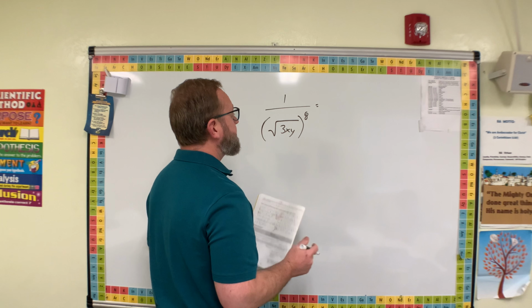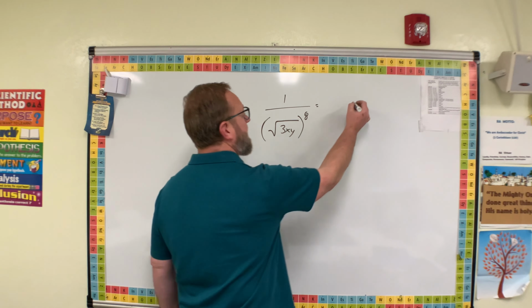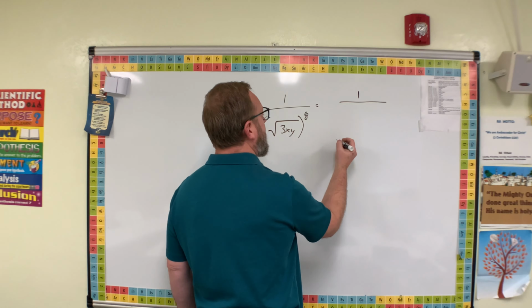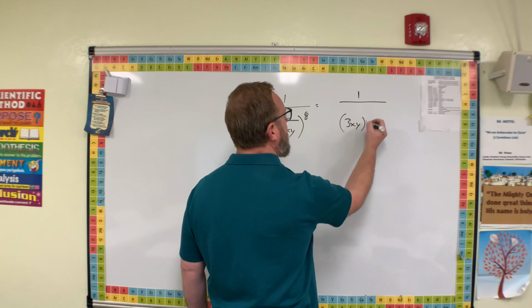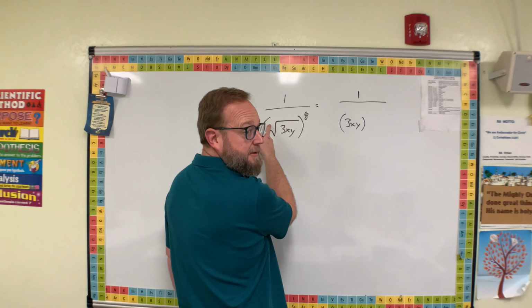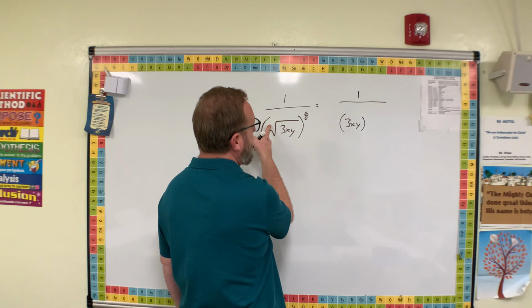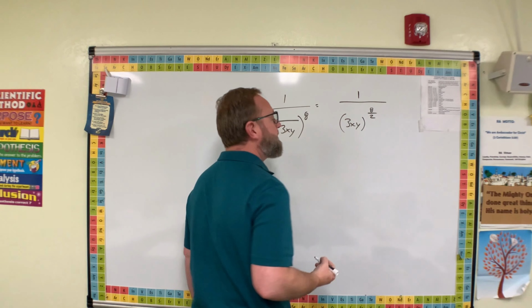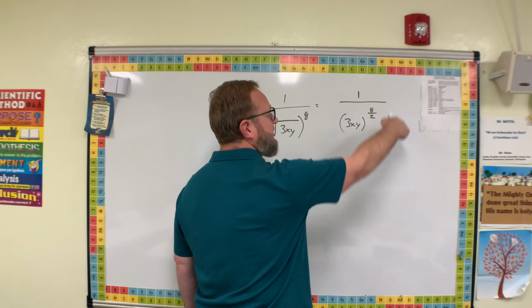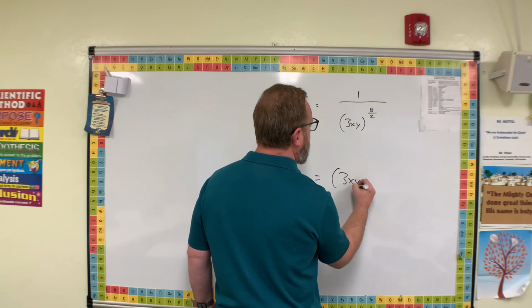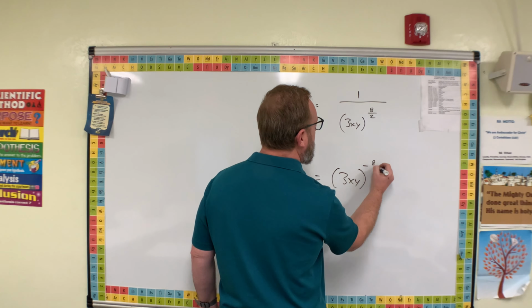Well, what do I get? Leaving the fraction in place for a moment, I could write this as (3xy), and then what would be my exponent? Remember, the root goes to the denominator. So it'd be 8 over 2. Now, since this whole thing is a fraction with 1 on the top, I can also rewrite it as (3xy) to the negative 8 over 2.